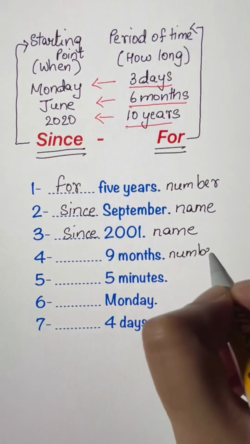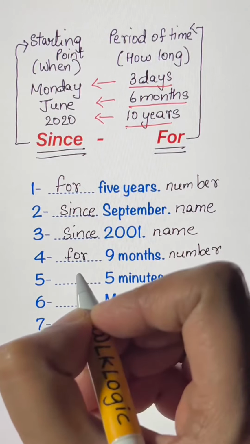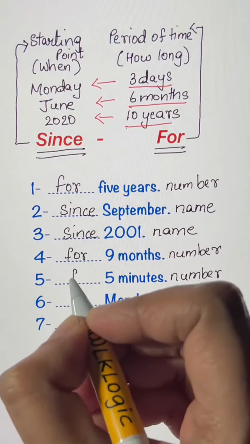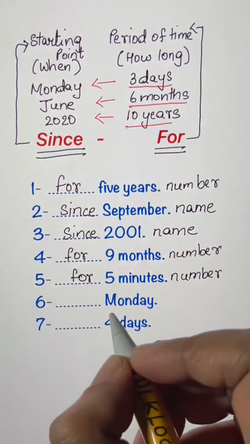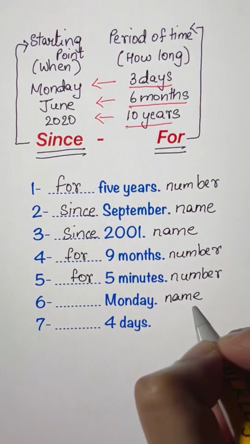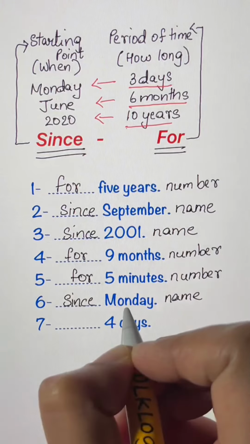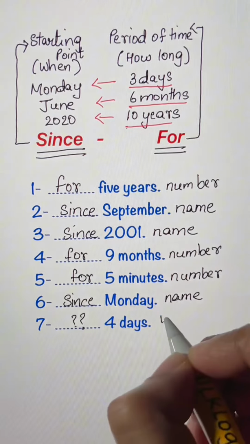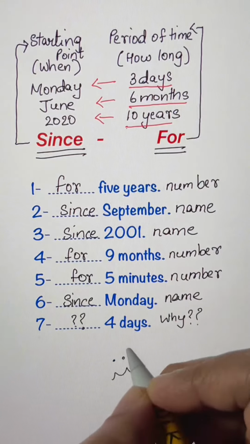9 months, it's a number, so we use for here, for 9 months. 5 minutes, it's a number, we use for here, for 5 minutes. Monday, it's the name of the day, so we use since here, since Monday. 4 days, you answer this one. And why is it so? Write it down in the comments.